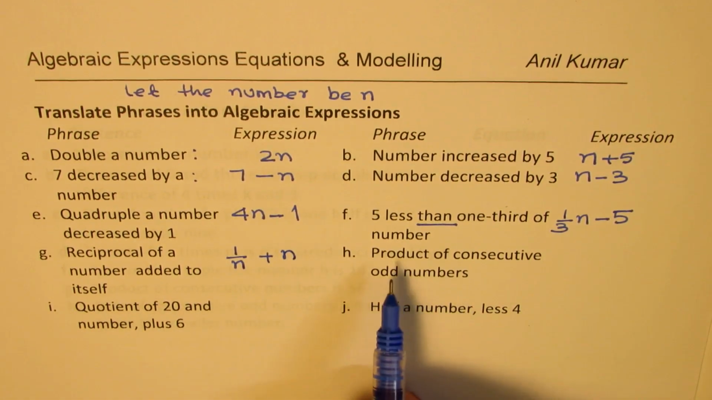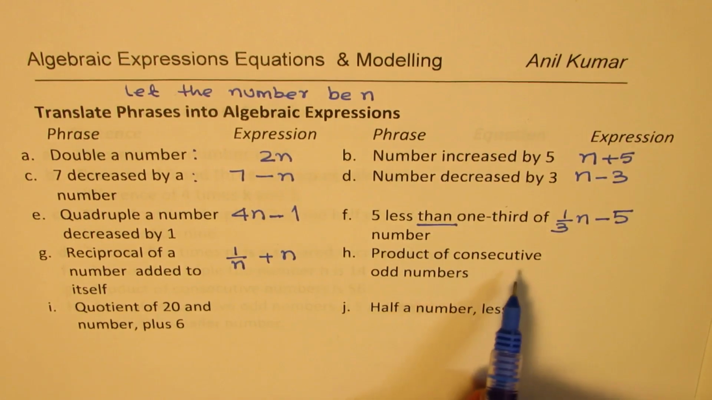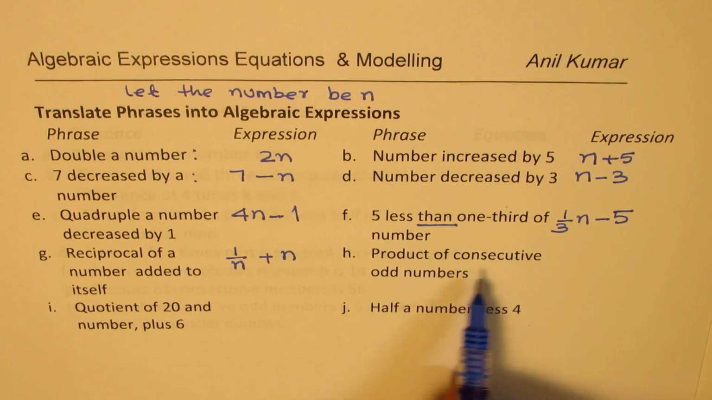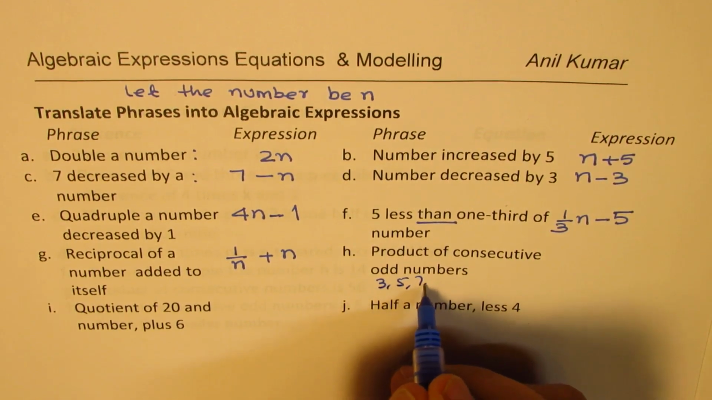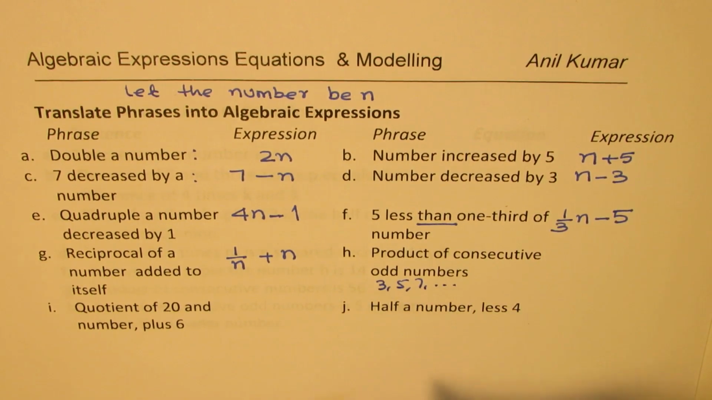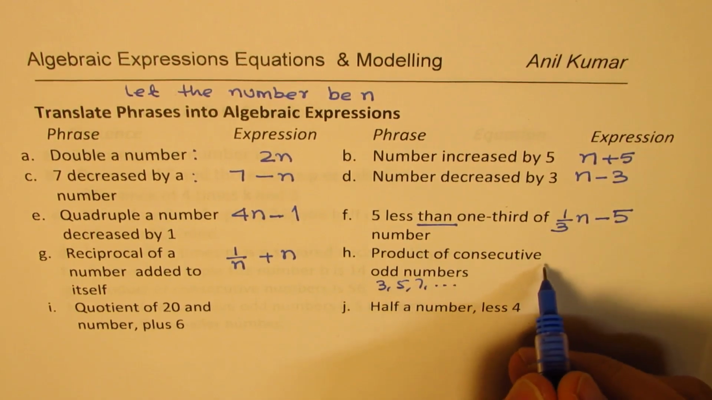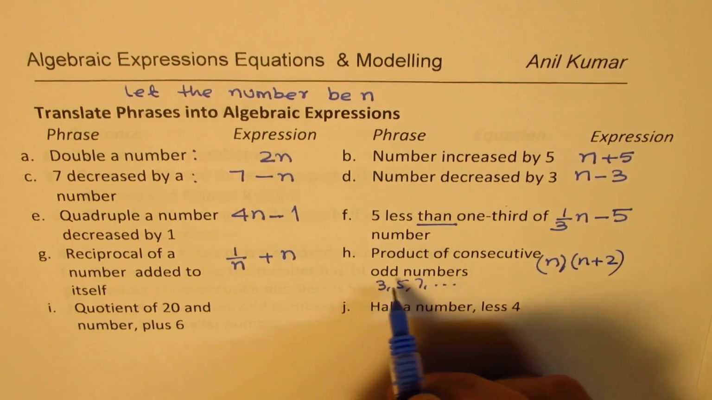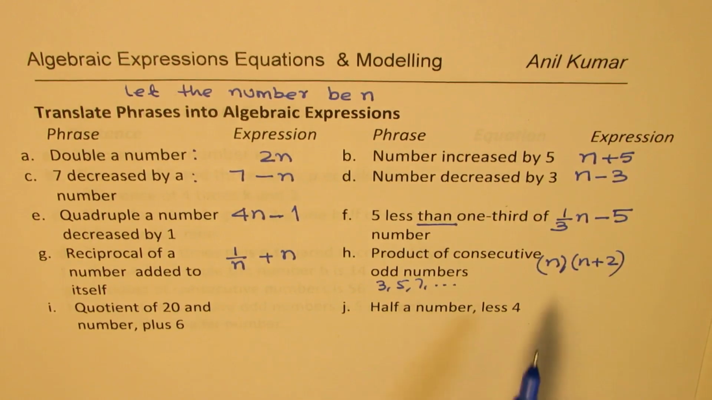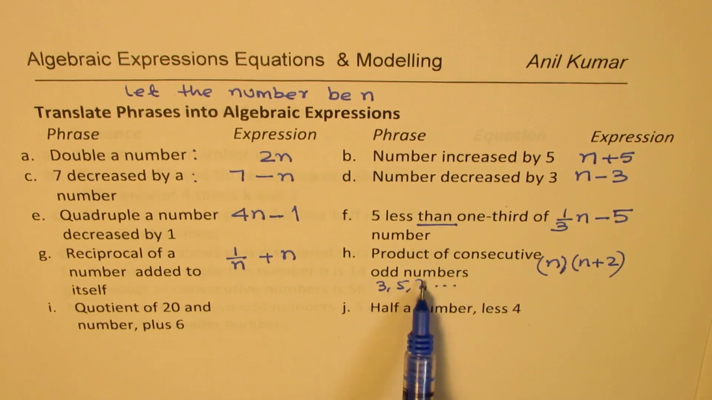Product of consecutive odd numbers. So consecutive numbers are numbers which come together. Odd numbers like we have 3, 5, 7. These are consecutive odd numbers. So if one number is n, then the other will be what? The other will be n plus 2. It's kind of a skip counting, right? So n times n plus 2 gives me the product of consecutive odd numbers, right?